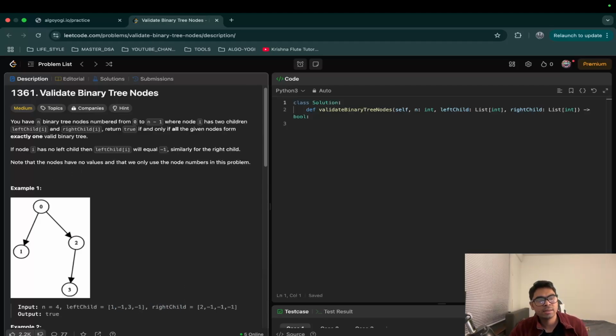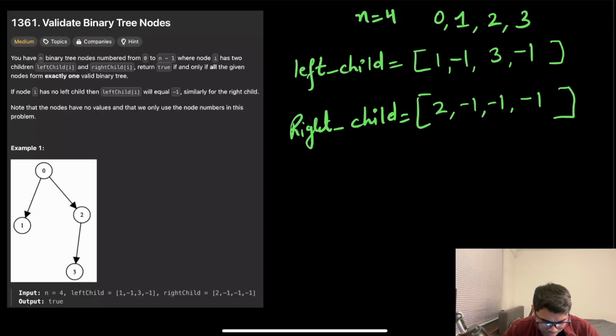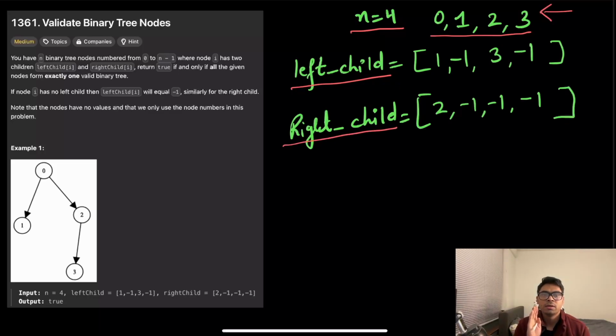Okay, let's understand it in detail and find out the approach, how we're going to actually code up the solution. I have taken the first example here, where the number of nodes is 4. So we will have 4 nodes starting from 0 to n minus 1, which is 3. This is the set of our nodes. Now we need to return true if and only if we can form only one particular binary tree using all these nodes and the left child and right child arrays.